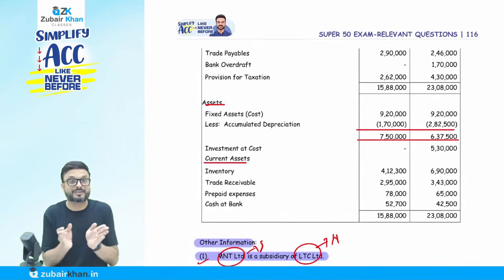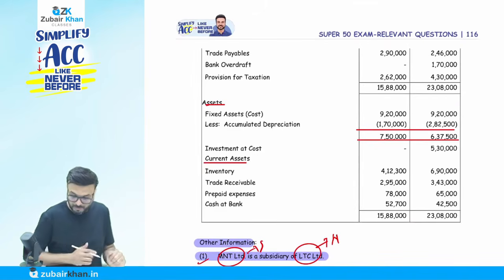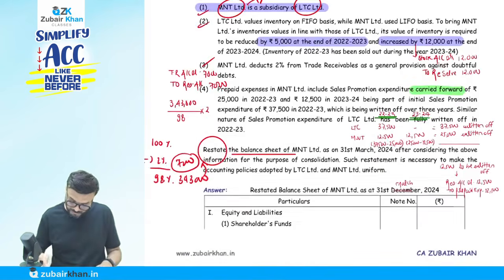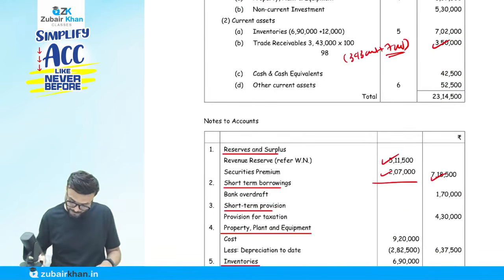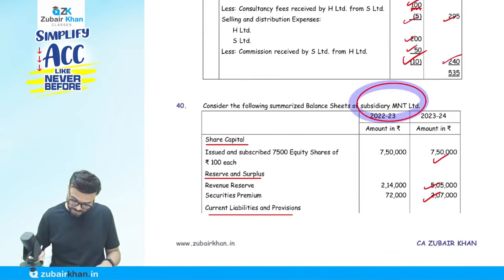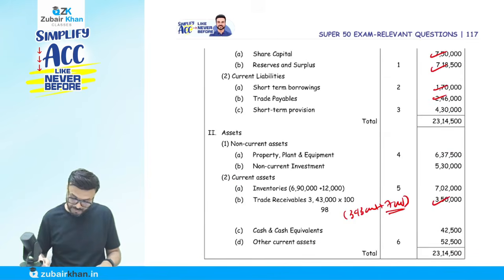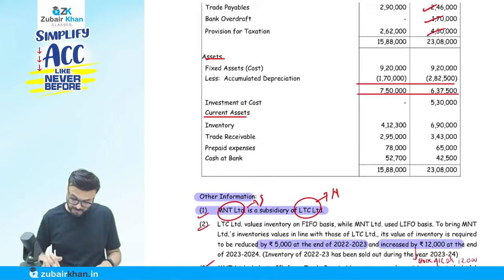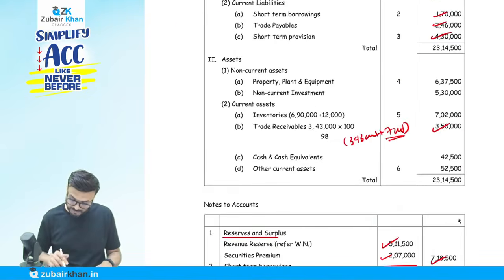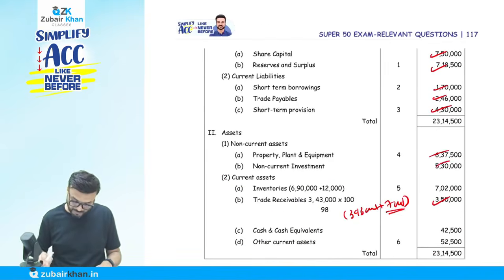We are not preparing a consolidated balance sheet, so don't do the merge here. We have done the changes in the books of the subsidiary company to make the uniform accounting policy. Trade payable 2,46,000, which is short term. This bank overdraft is short-term borrowing 1,70,000. Provision for tax 4,00,000. Just copy paste. This is 6,37,500. Non-current investment 5,30,000.